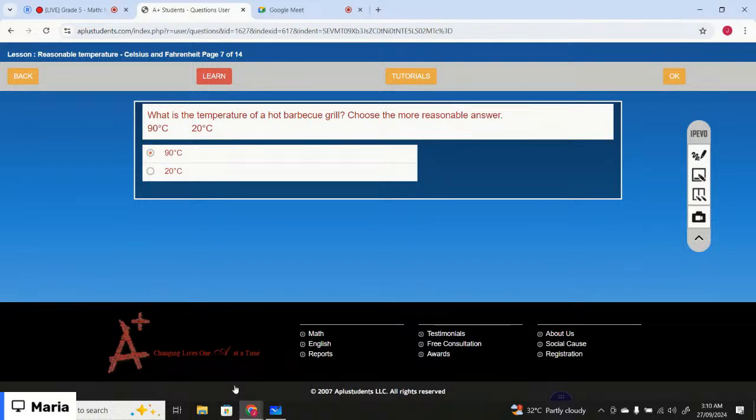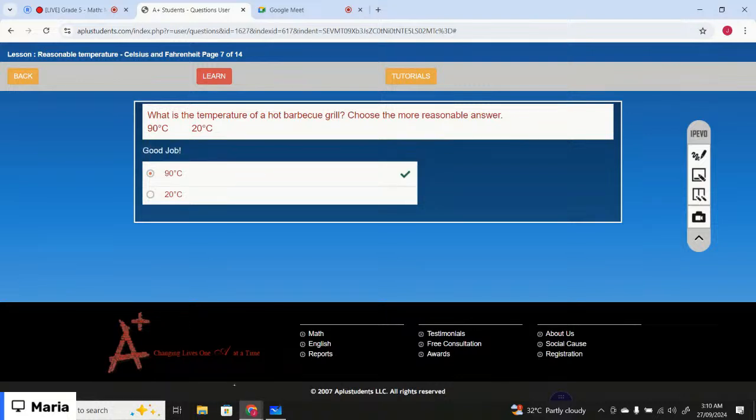That is 90 degrees Celsius, not 20, because that's a hot barbecue grill. 20 degrees C means that is the cold one. For the hot barbecue, that is 90 degrees Celsius.